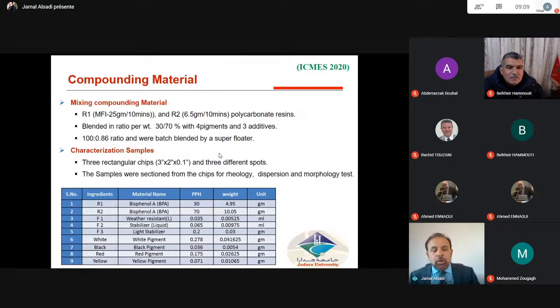So also I talk here in this slide about the compounding material. You know, basically we are mixing two polycarbonates, Lexan polycarbonate, with different melt flow index.